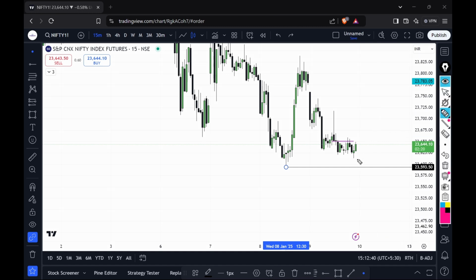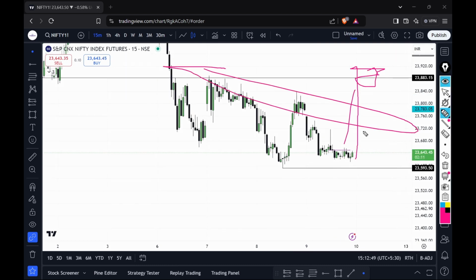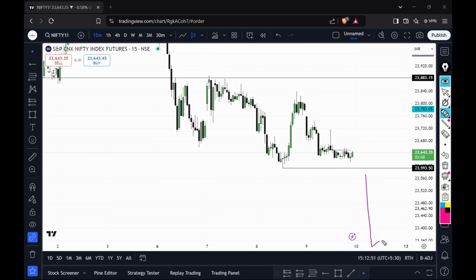Could be possible, maybe tomorrow the market could gap up and do some sort of liquidity sweep on the higher levels and then fall down, or tomorrow it could either gap down, or tomorrow it can again open in the sideways range. I'm not sure now.